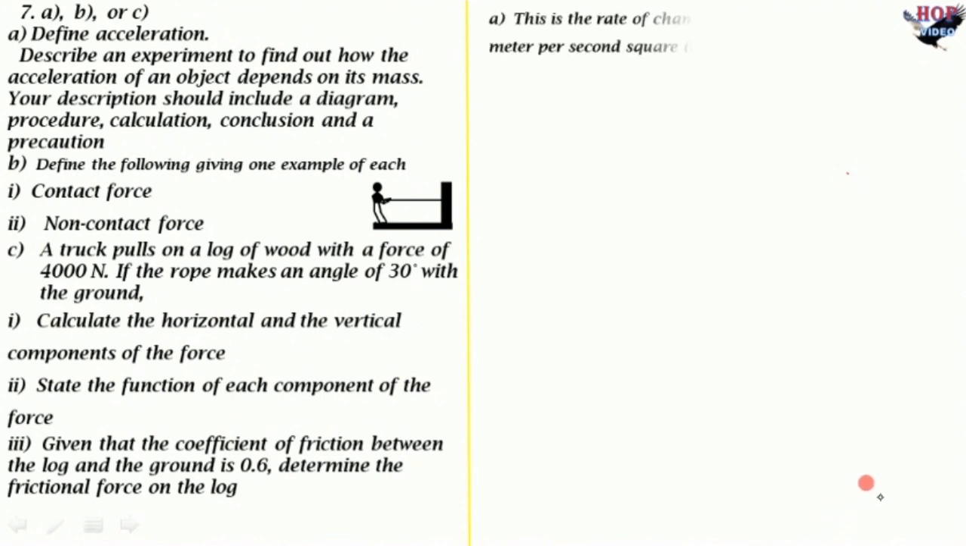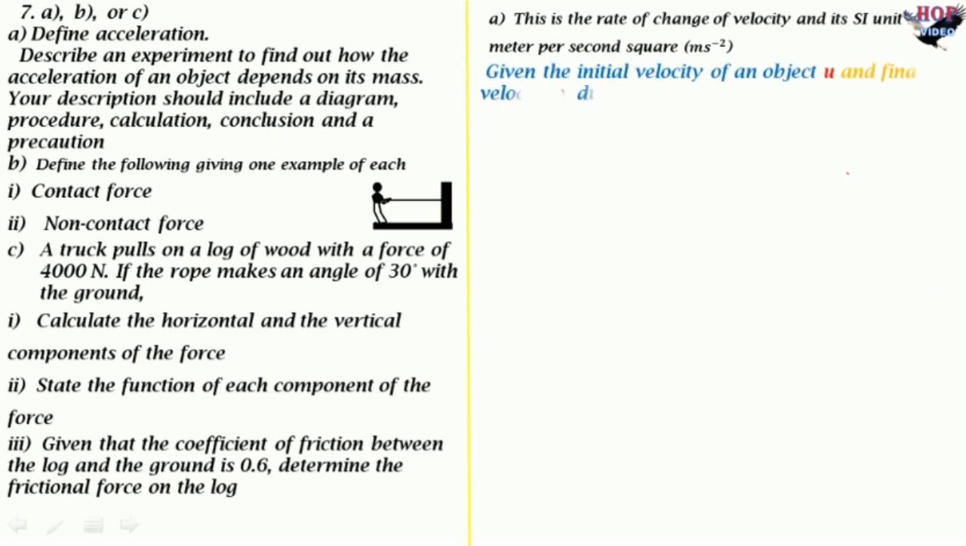Right away to the solution. A. Define acceleration. This is the rate of change in velocity and its SI unit is meters per second squared, which is the symbol here. Then the next one talks about describing an experiment, which I'm going to omit because I have more videos which will be coming on experiments in physics.